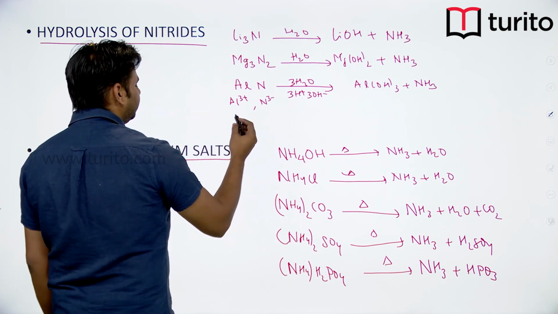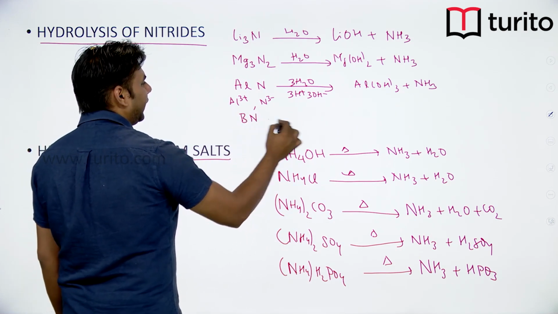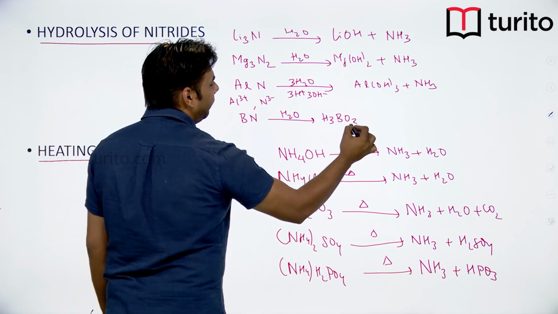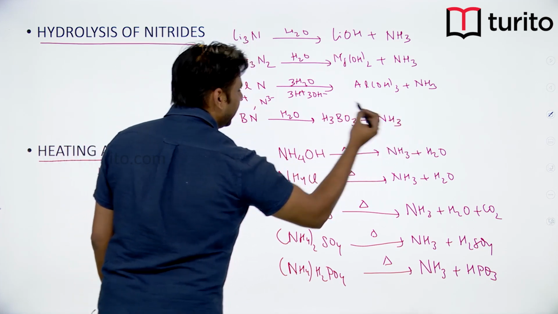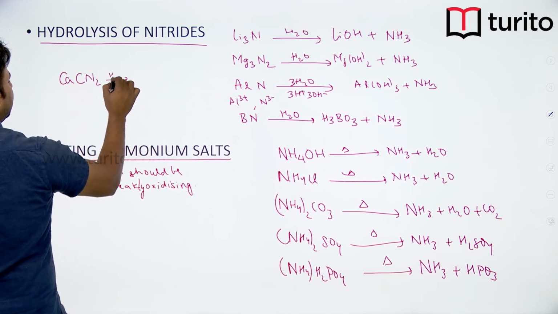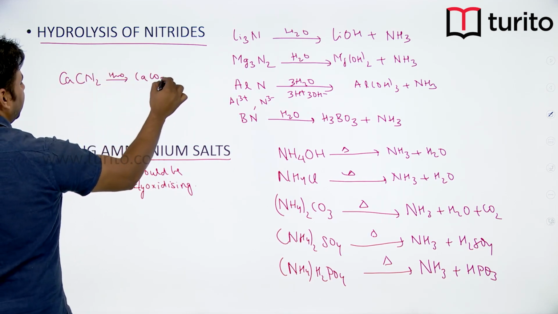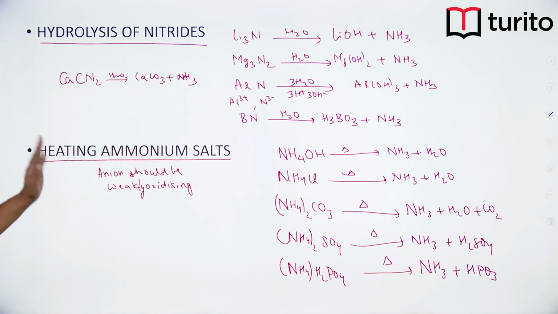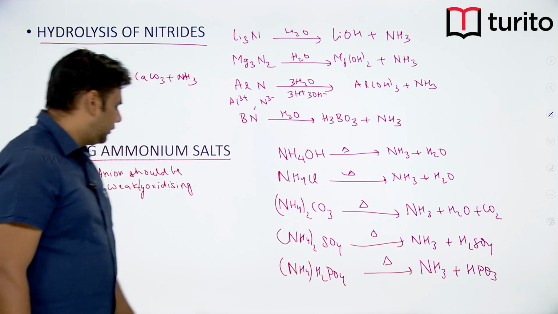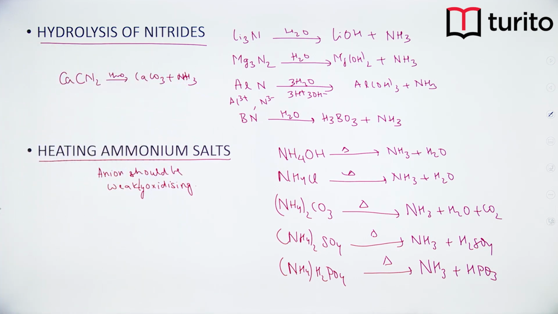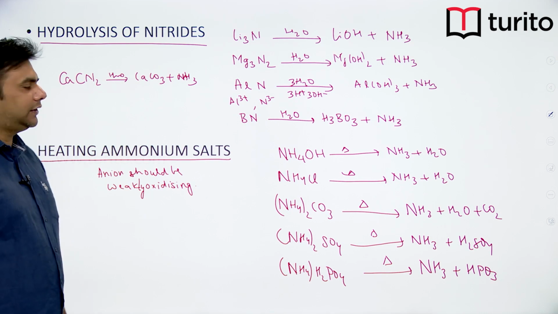Similarly, if you take boron nitride and react it with water, you get boric acid plus ammonia. Similarly, if you react calcium cyanamide with water, you get calcium carbonate plus ammonia. So these are the few important preparations of ammonia. You can directly heat the ammonium salts or you can do the hydrolysis of nitrides.